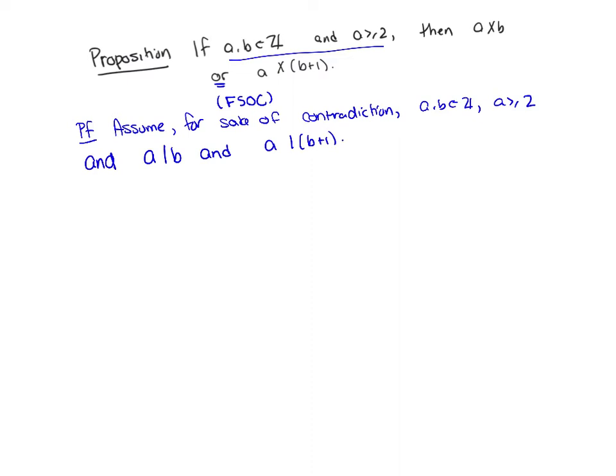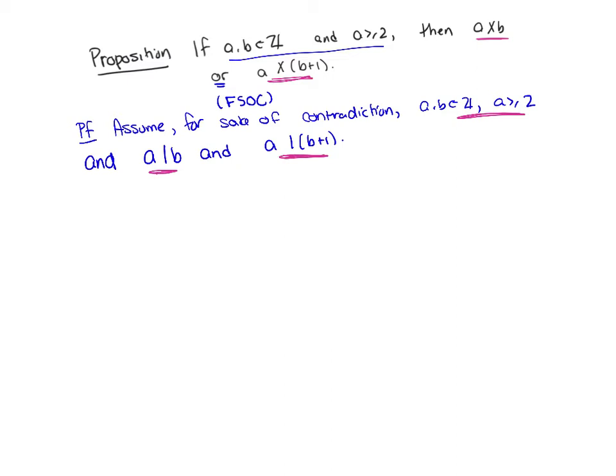Let's think about what we're trying to prove here. I'm saying that if A and B are integers, and A is big enough, then A can't divide both B and B plus 1. So either it doesn't divide B or it doesn't divide B plus 1. So a number can't divide an integer plus the integer after it. So assume that you do have a number that can divide both B and B plus 1. Now we're going to see that this leads to a contradiction.